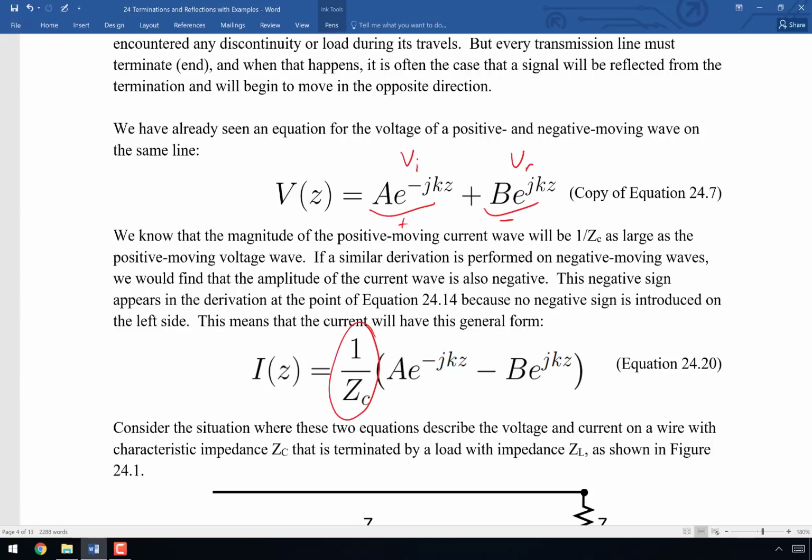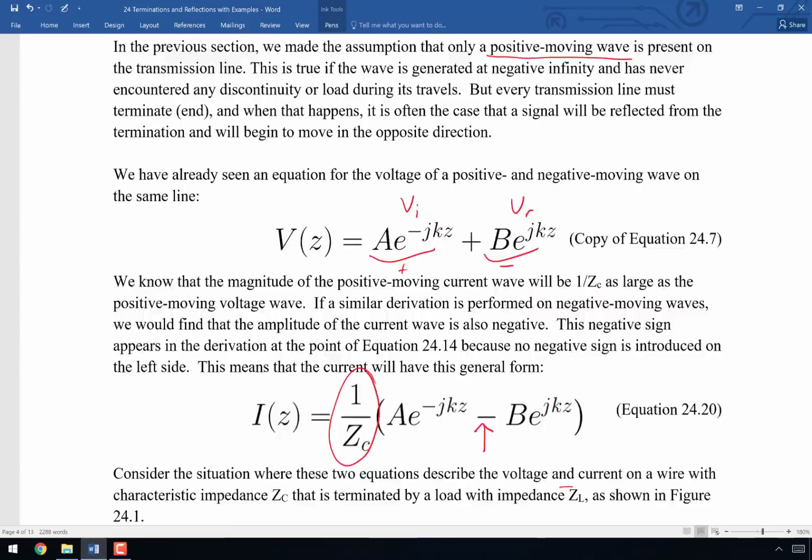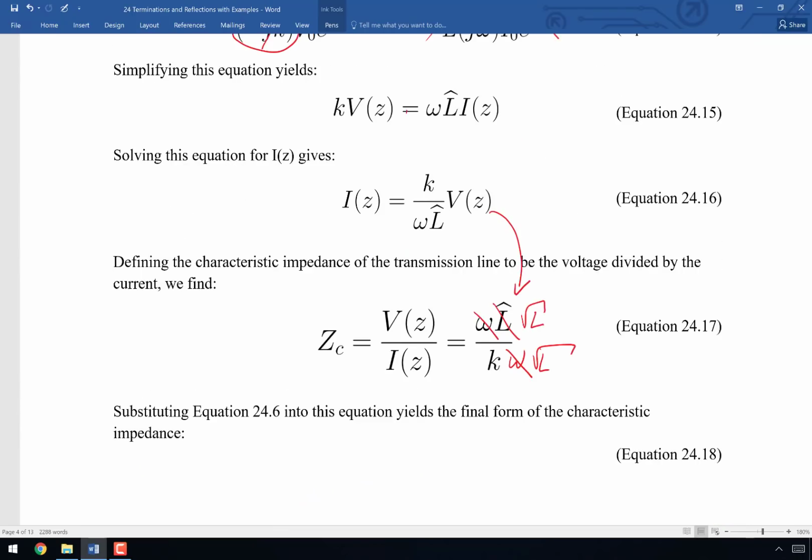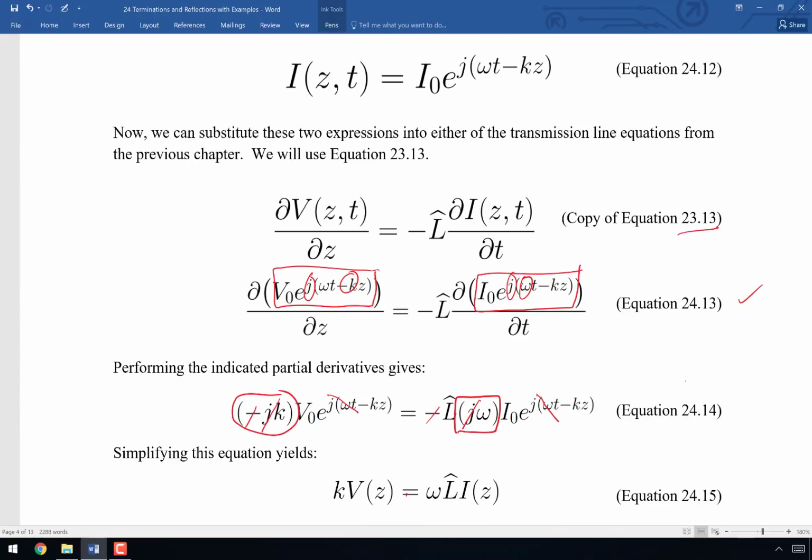But there is one little detail, and that is this negative sign right here. I just want to draw your attention to the fact that there must be a negative sign there. Let me show you where that negative sign comes from. I'm going to scroll back up here to this derivation that we did, and I decided not to rederive it because I thought that it was going to just be too much of a hassle for you and for me. So just notice here that in equation 24.13, if this were a negative moving wave, then this would be a positive sign right here instead of a negative sign. And if that had happened, then this would have been a positive sign instead of a negative sign.